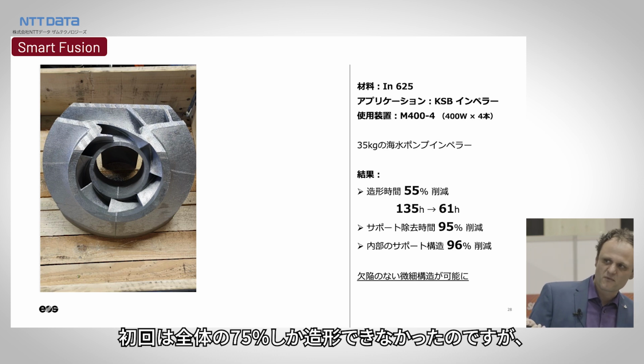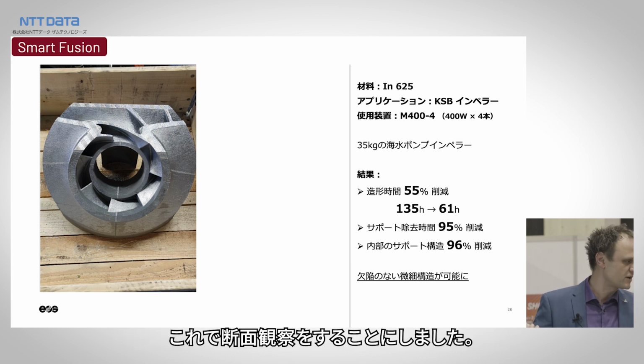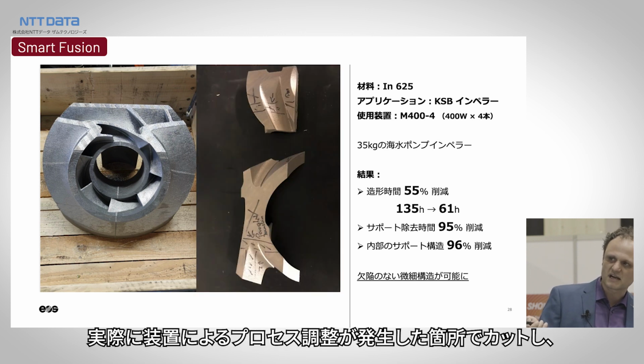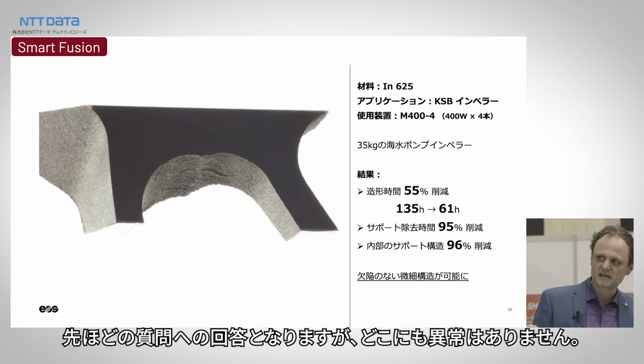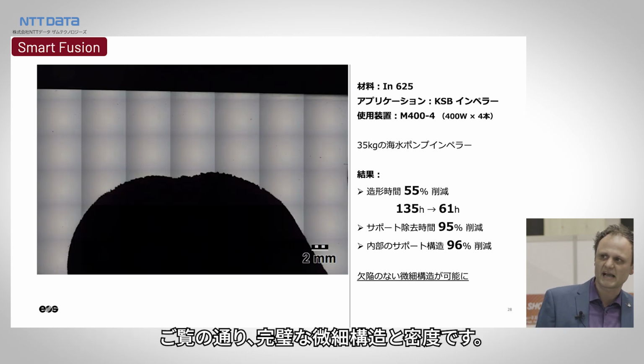And this is one part that was 75% built through. Instead of wasting and throwing 30 or 35 kilograms of Inconel away, we started to section this. We dissected the part exactly in the regions where we had the process adaptations and process adjustments happening, and did porosity analysis. And exactly those questions were answered by our laboratories. Do we have any anomalies? Do we see anything happening?